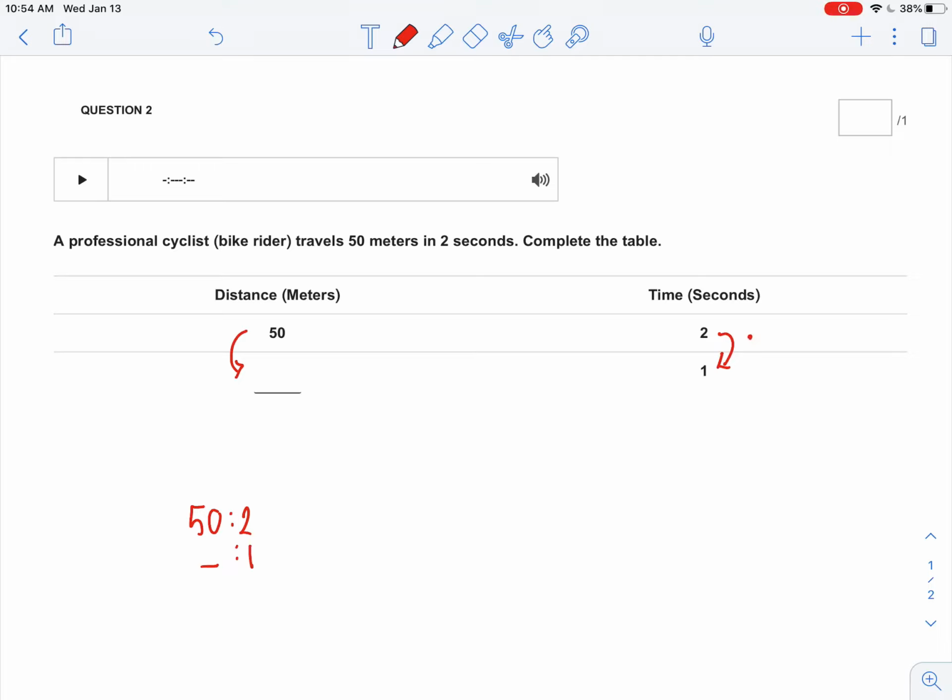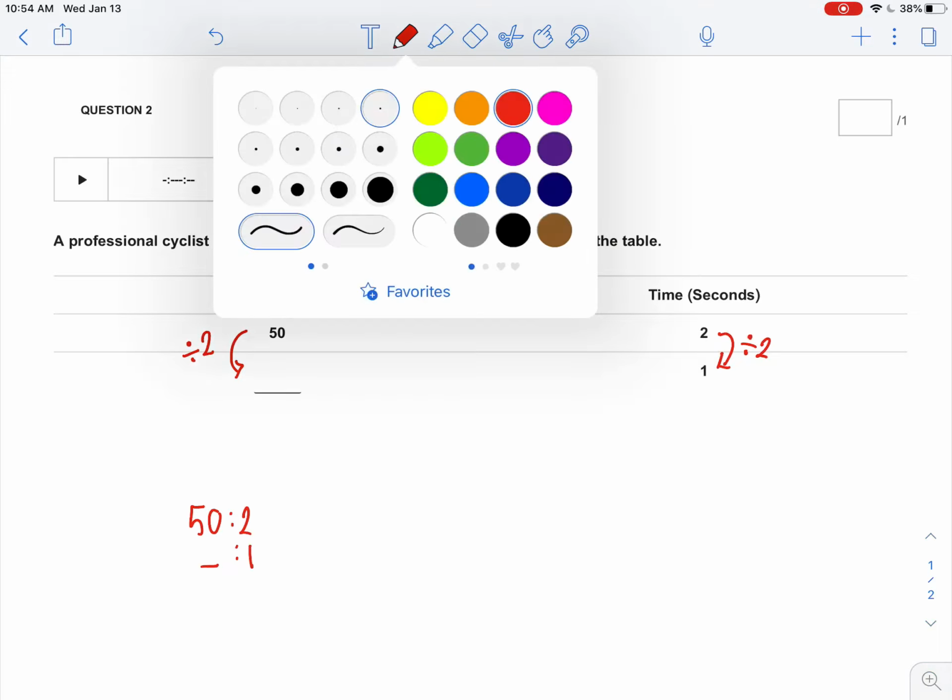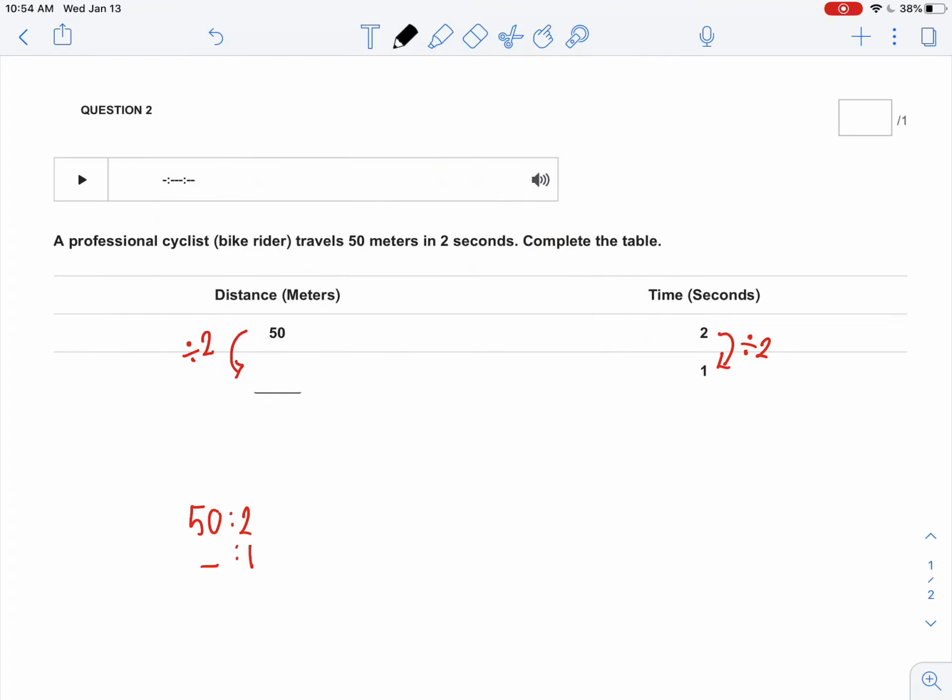So I know that 2 divided by 2 is 1. And my hint that I would be using division is that I'm moving from a larger number to a smaller number. I'm scaling down my original ratio. So since I divided the right side by 2, I would also go ahead and divide the left side by 2, and that would give me a distance of 25 meters.